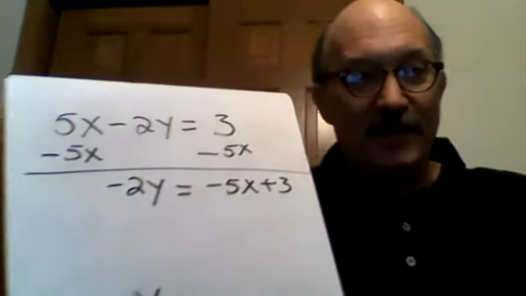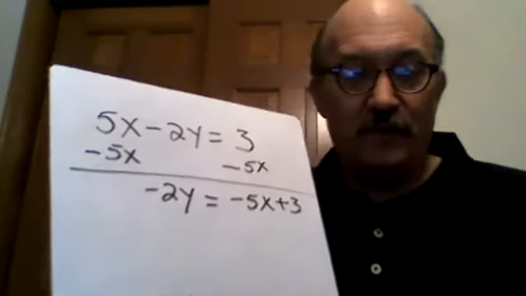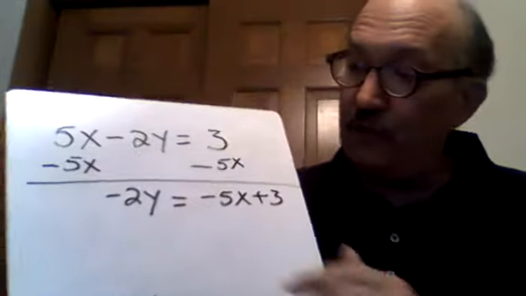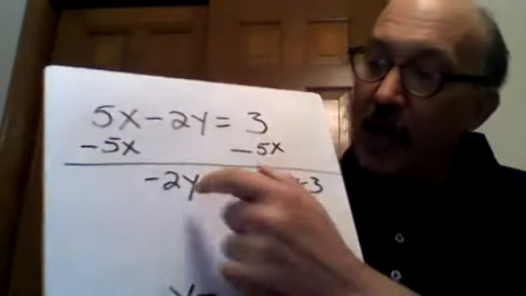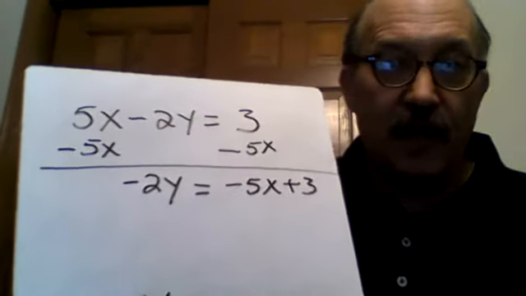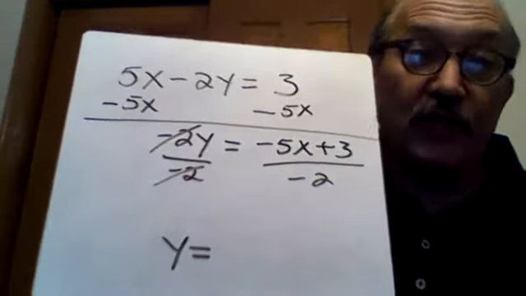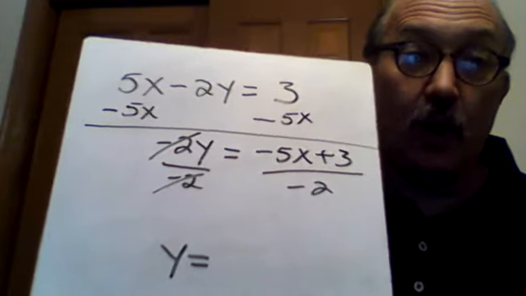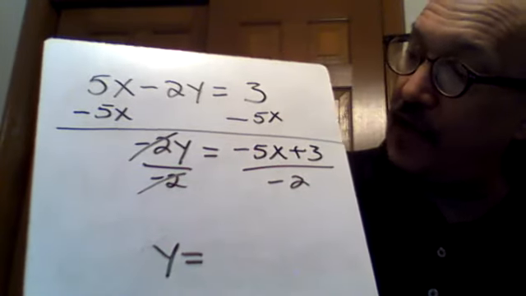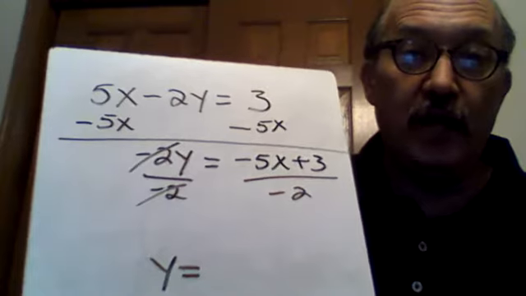One more step, and then sort of the half step. The one more full step to do to isolate this y is to do what? How do you get that y by itself? Divide each side by negative 2. Divide by negative 2. So we have accomplished our goal in a sense. We have isolated the y. Y is equal to negative 5x plus 3 over negative 2.